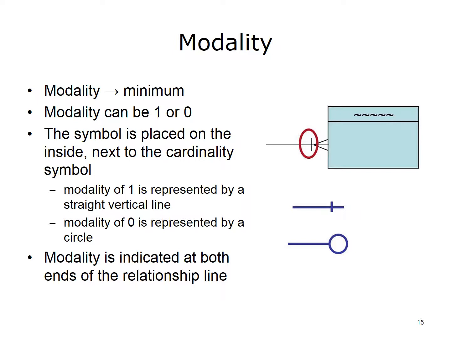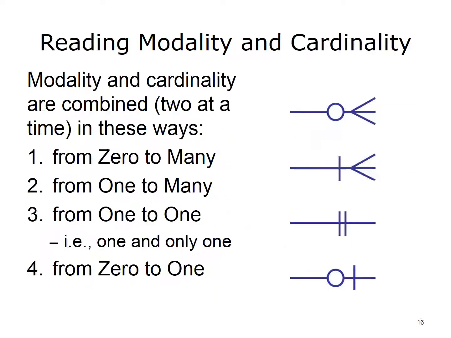box. A modality of 1 is denoted by a straight vertical line, and a modality of 0 is denoted by a circle. Like cardinality, modality is indicated at both ends of the relationship. Once you have the three symbols, 0 circle, 1 vertical line, and many crow's foot committed to memory, reading them is easy. Let's go over them, starting from the top of the slide.